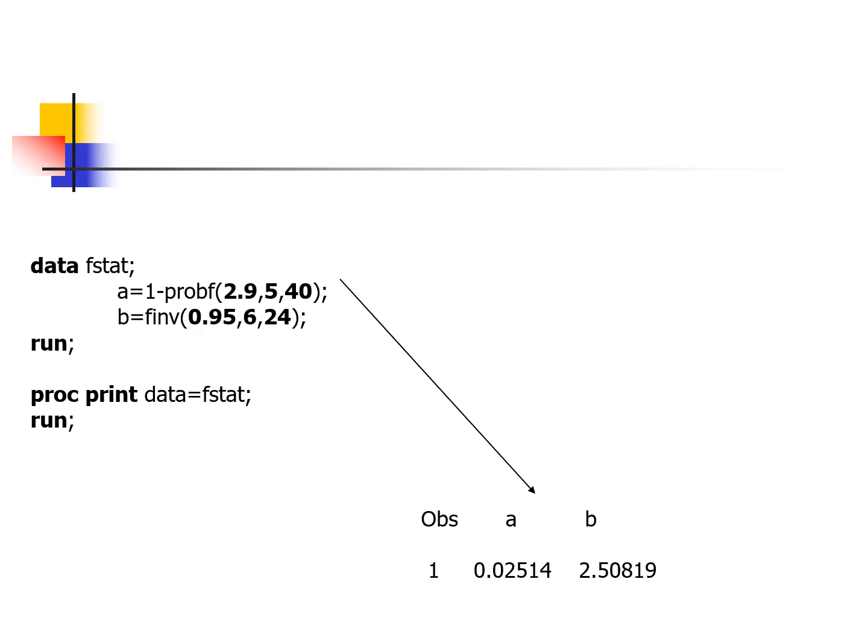F inverse finds the value such that the first input is to the left of it. Our question said we want the value such that 5% is to the right. 5% to the right of this critical value means 95% to the left. That's why we put the 0.95 in there, and then again the degrees of freedom. Run the code yourself and verify that the answer to the first problem is about 2.5%. The answer to the second problem is about 2.5.